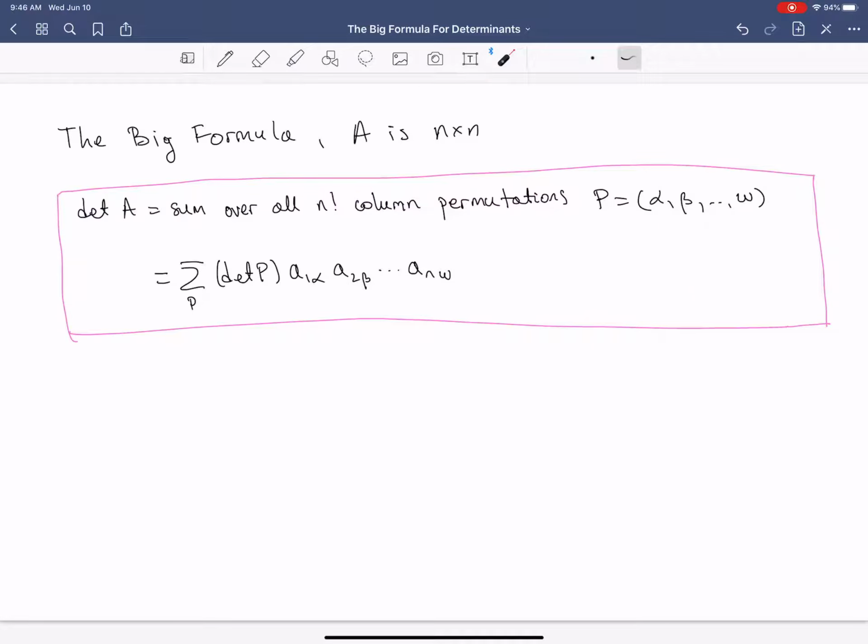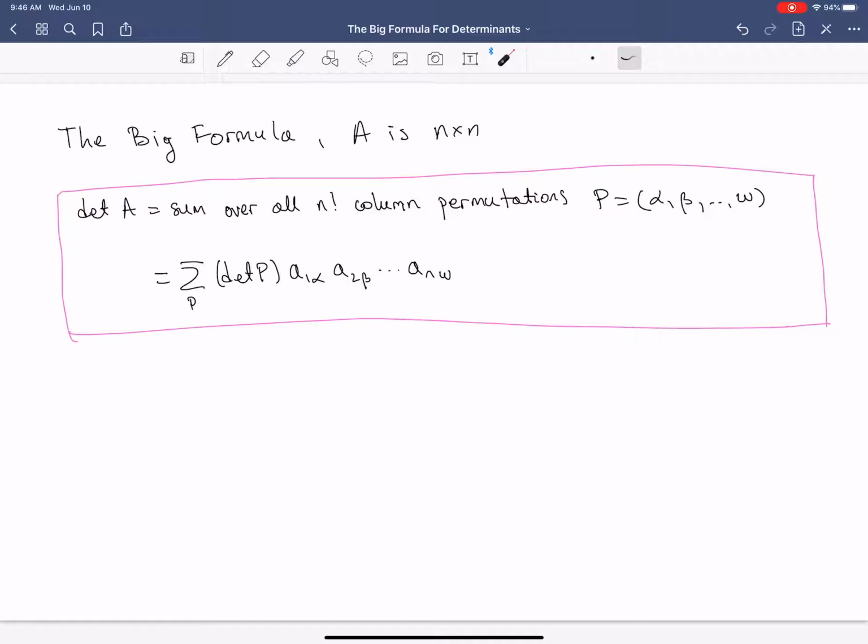All right. Now, what are these A's in the formula? These are the entries of the matrix A. So this is the entry in the first row, but alpha column. This one is the second row, but beta column. This one is the nth row, but omega column.